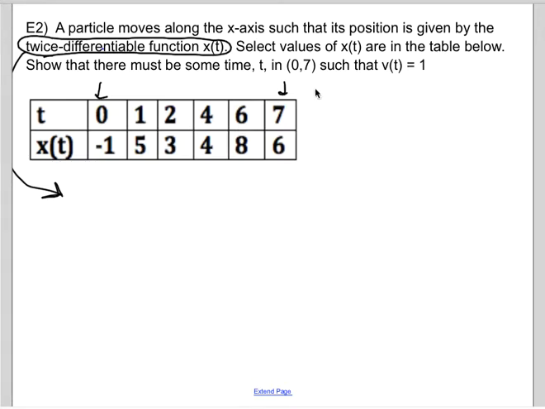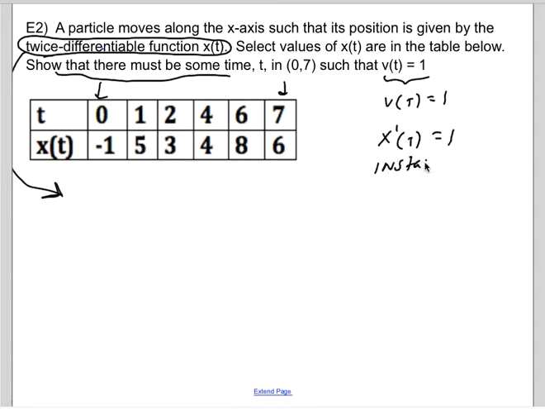Well, the reason this is an MVT question is this "show that there must be some time" is definitely a theorem. Whenever you hear "show that there must be some value" or "some time," that's going to be a theorem. It's going to be the IVT or the EVT or the MVT. So the trick here is to recognize that v of t equals 1 is the same thing as saying x prime of t equals 1. So this is saying that the instant slope of x of t has to be the same. So this is the mean value theorem.